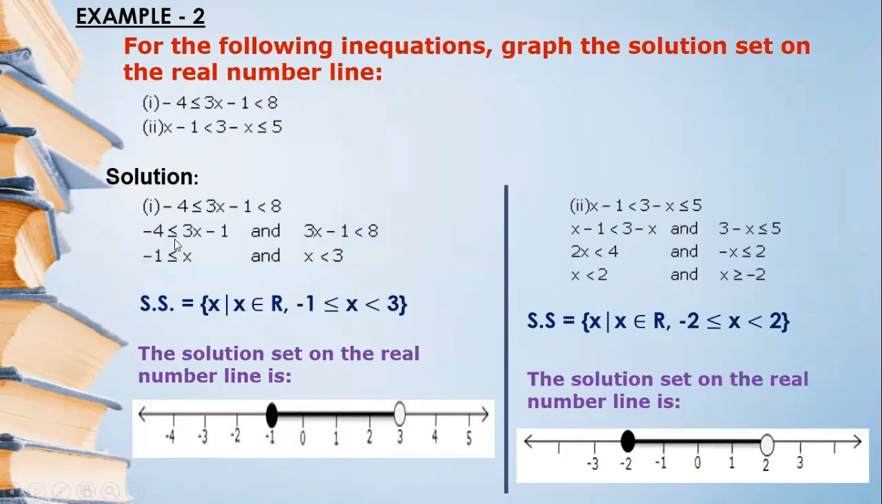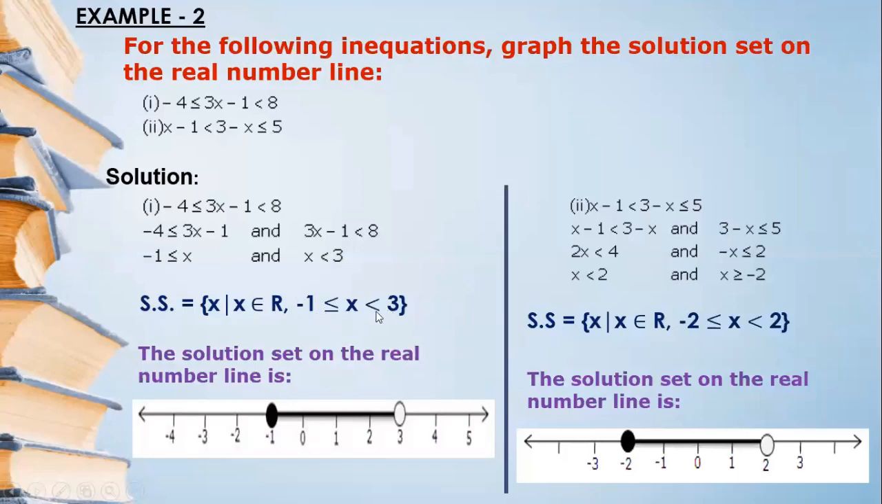So we will get -4 less than or equal to 3x minus 1 from the first and second term, and 3x minus 1 less than 8 from the second term and third term. So solving this, we will get minus 1 less than or equal to x, and solving the second inequation, we will get x is less than 3. Now we need to make the solution set. Since this replacement set is given as the real number set, the solution set will be written in set builder form. So we will write x where x belongs to real numbers, minus 1 less than or equal to x less than 3.